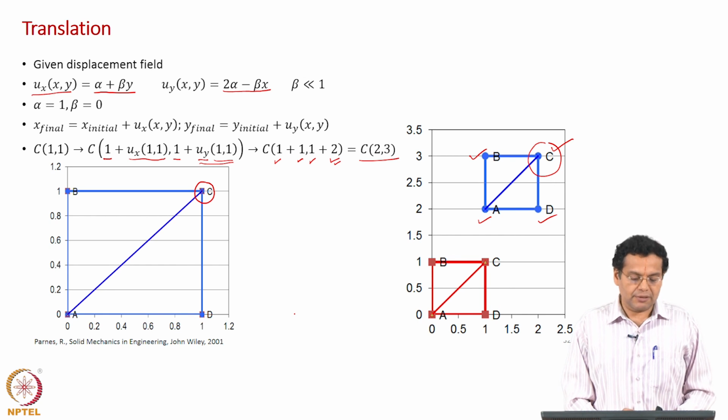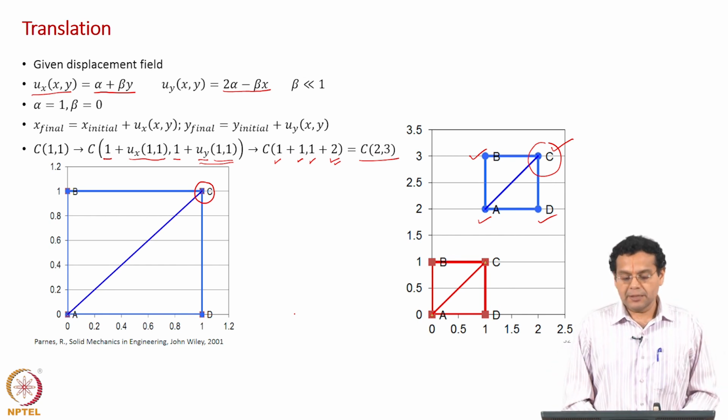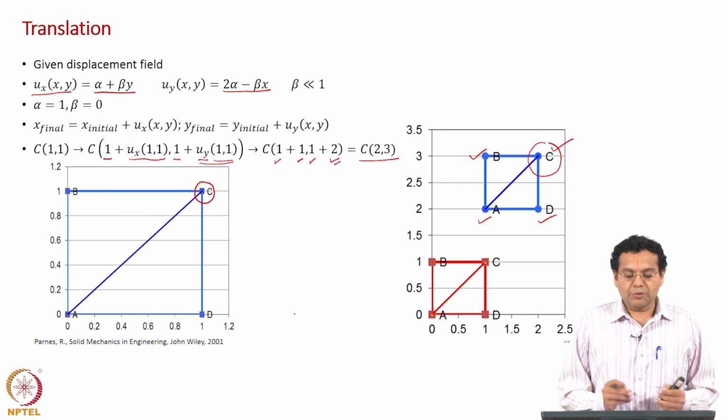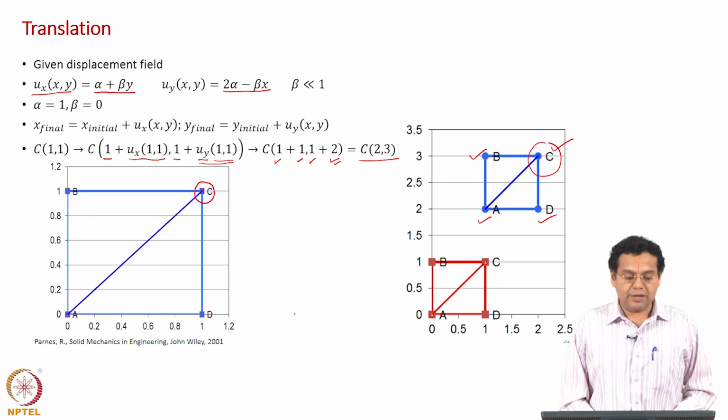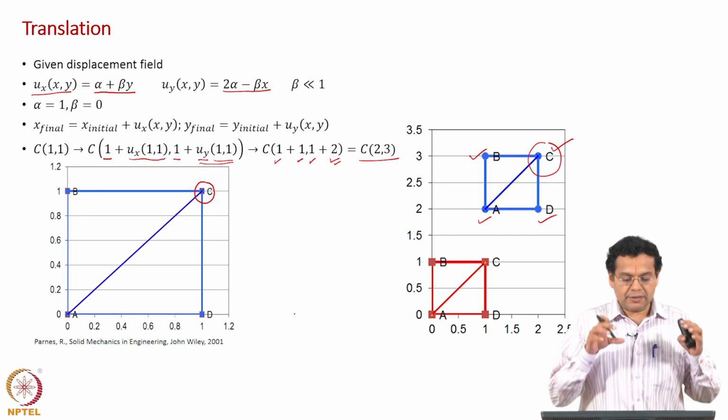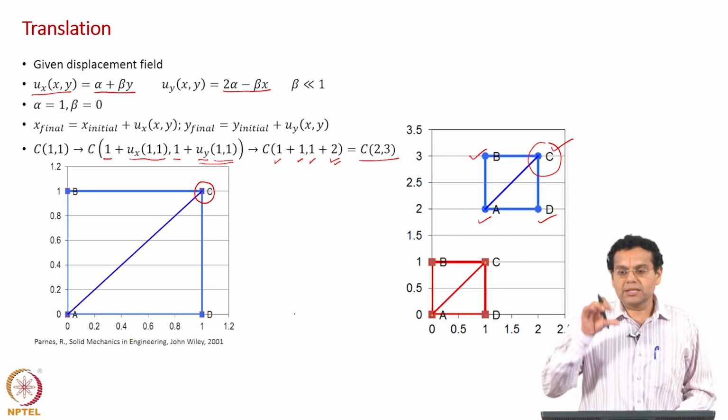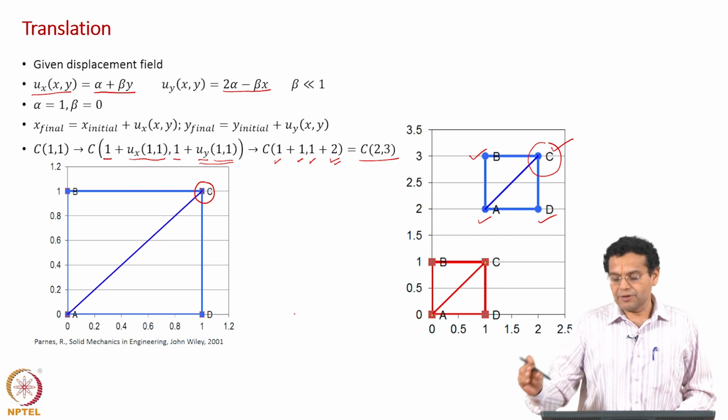So, what have we done? We are given the displacement field in terms of u x and u y. In this particular case, we are taking beta equal to 0, alpha equal to 1. We are given the initial coordinates. Using the displacement, we found out the final coordinates.